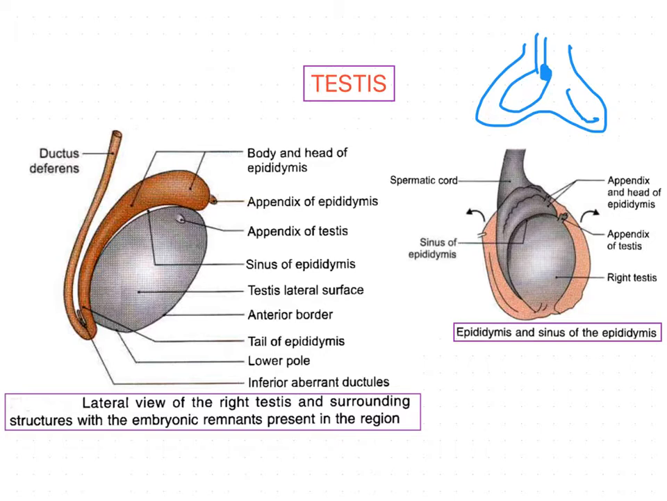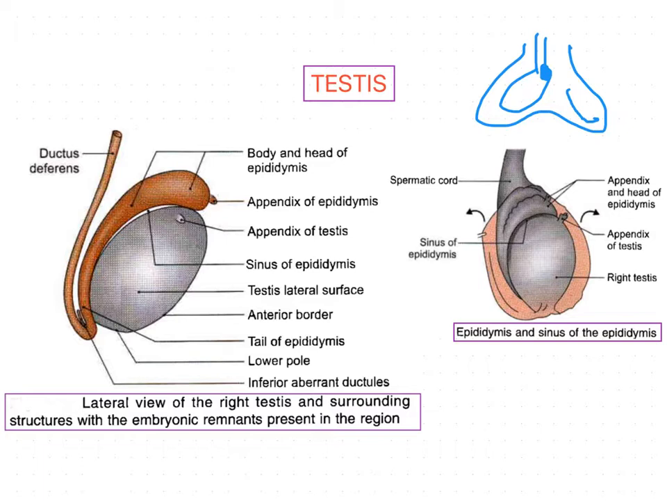Because of that layer, that space is called the sinus of the epididymis. So how is this sinus of the epididymis formed? It is an extension of the cavity of the tunica vaginalis. Got it? Yes. So this is about the anterior border as well as the posterior border.